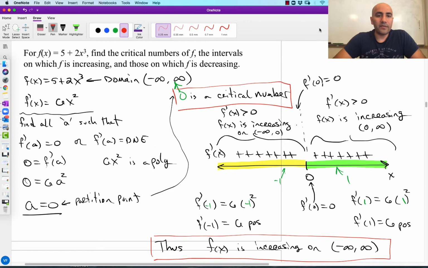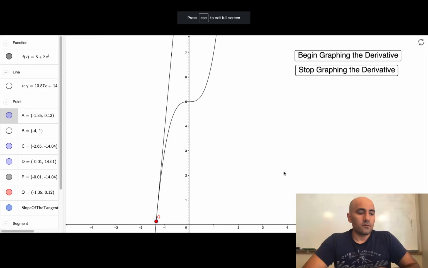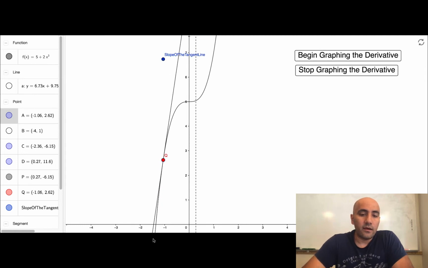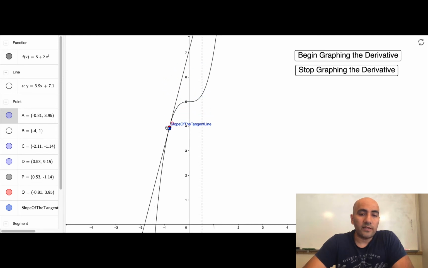Okay, let's graph this and confirm our work. Okay, so using this applet, I've graphed our function. Here it is, 5 plus 2x cubed. And it looks like this, right? It's a cubic function that's been transformed, raised up, multiplied by 2. Okay, so then if we think about those tangents, right, we start off with a big positive, smaller positive, smaller positive, smaller positive.